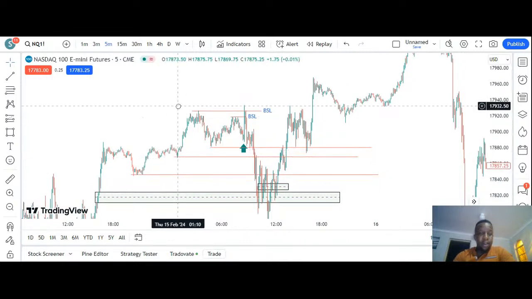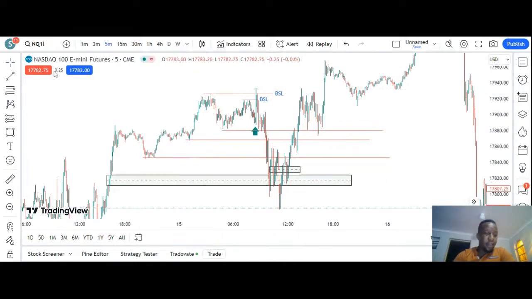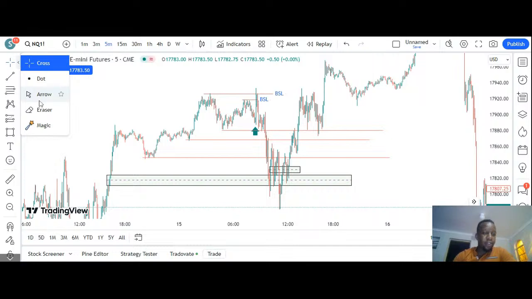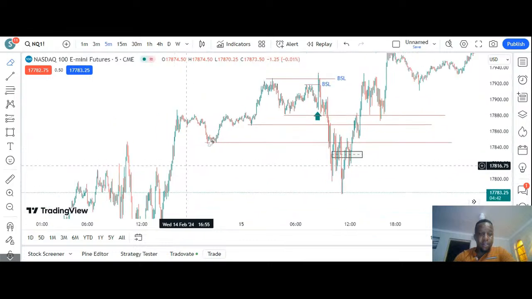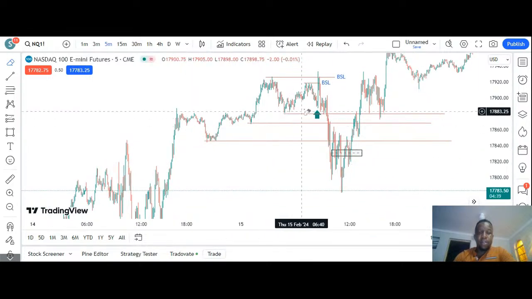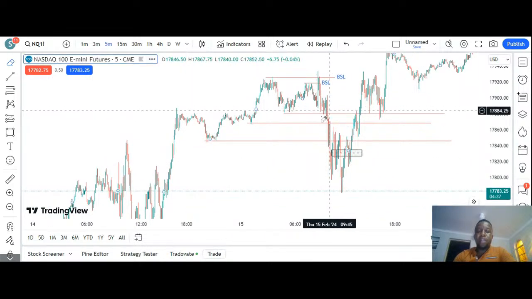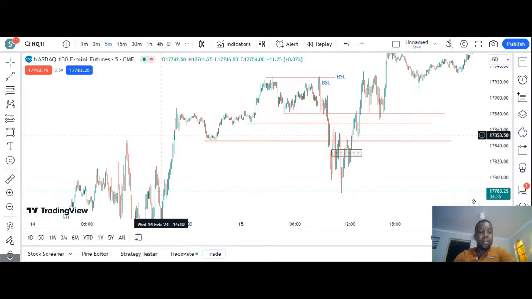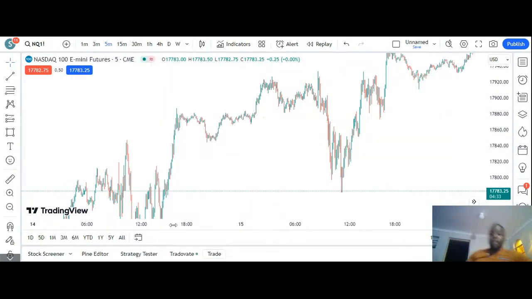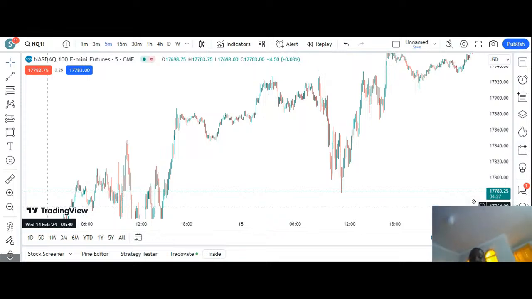I still struggle using this thing. I'm literally getting used to it. What is this? Dot cross. I'm still trying to get used to it. Oh, but I can just right click and remove drawings. I'm still struggling to use this thing better. I'm still trying to figure it out.